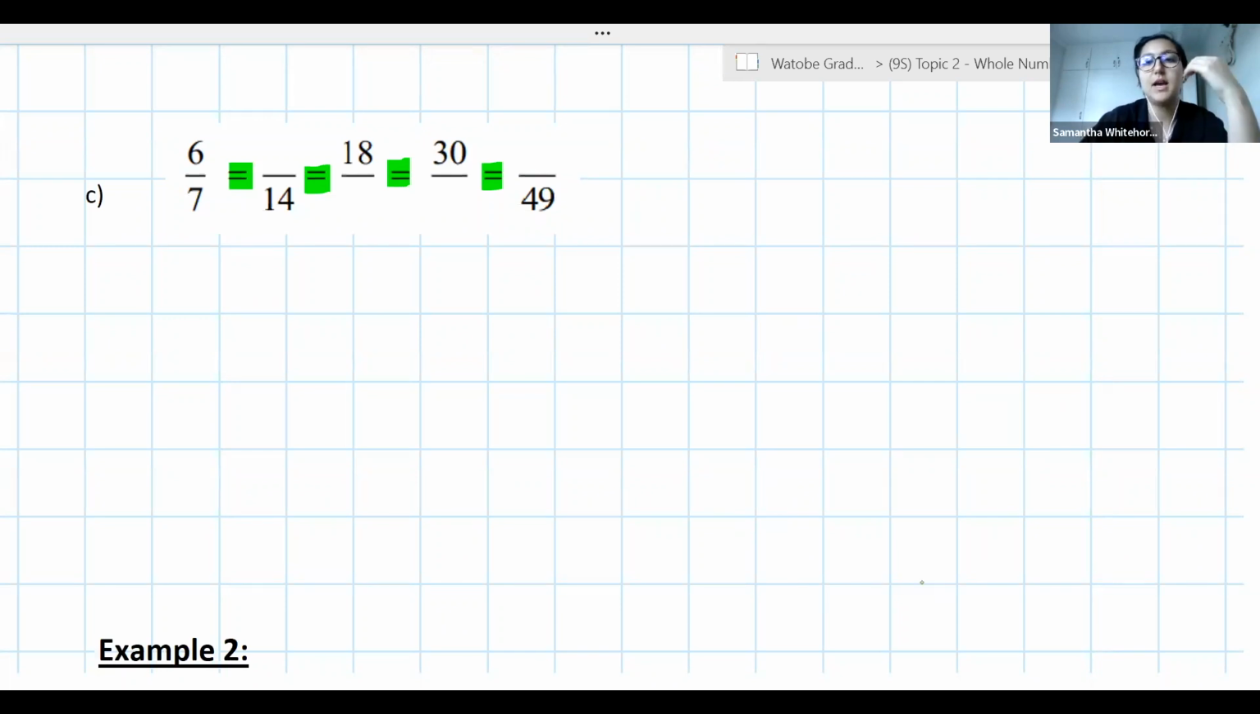Nice, guys. I'm seeing hands. I'm not seeing any answers on the chat yet, so I'm assuming we're still getting there. The next one is up on the screen, 6/7, and there are 4 fractions we want to work with. So it is there. Have a look.